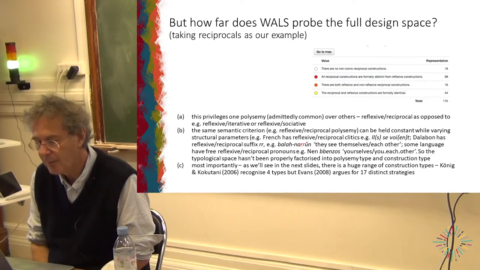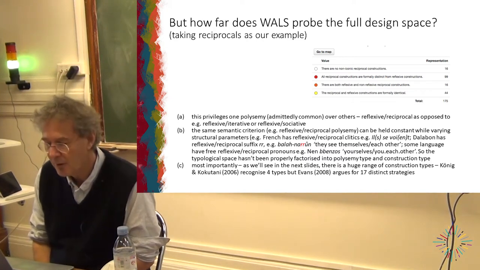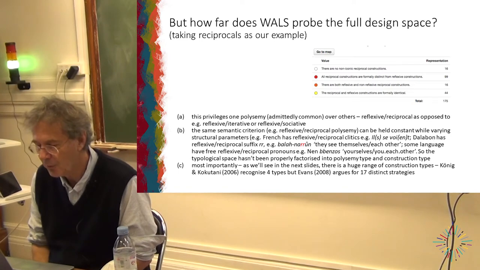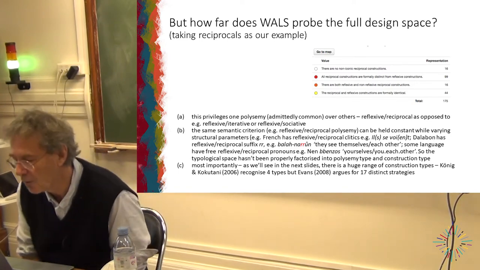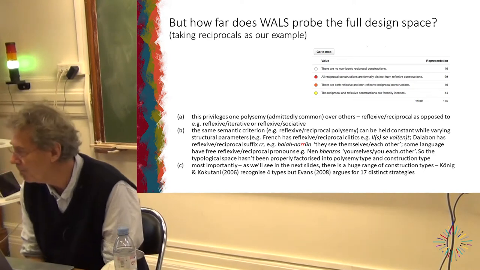It's a really important article by Eckhardt, by König and Kokutani. They recognized four types, and I wrote an article after this where I argue that there are at least 17 distinct types. There's way more than what they argued for.